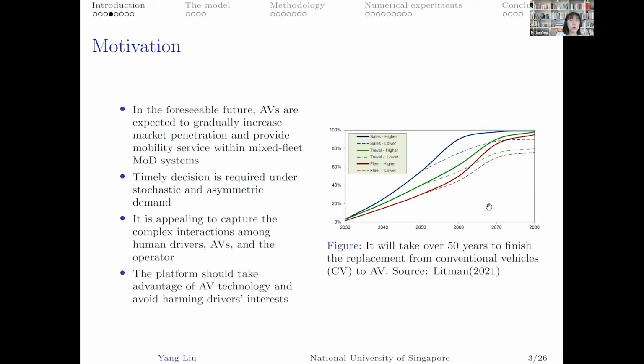Also, when we take advantage of the AV technology, we also need to consider the different characteristics of CV and AVs, and think of a way to model and capture the complex interaction among human drivers, AVs, and the operator. And lastly, it is predicted that because of AV technology, it may eliminate millions of driving jobs.